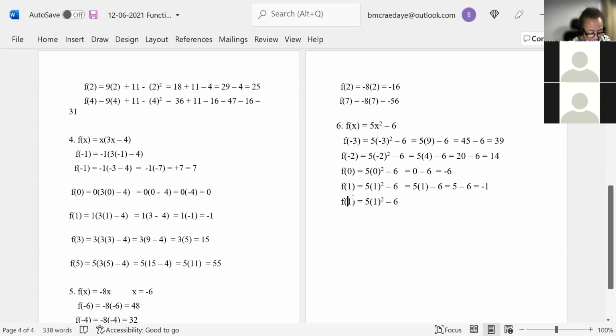Okay. Now the last one in that table, this is a 4. So you put a 4 for the input, put a 4 here. Now, what's 4 times 4, Chastity? 4 times 4. 16. Sorry, 16. So that would be 5 times 16 minus 6. What's 5 times 16?